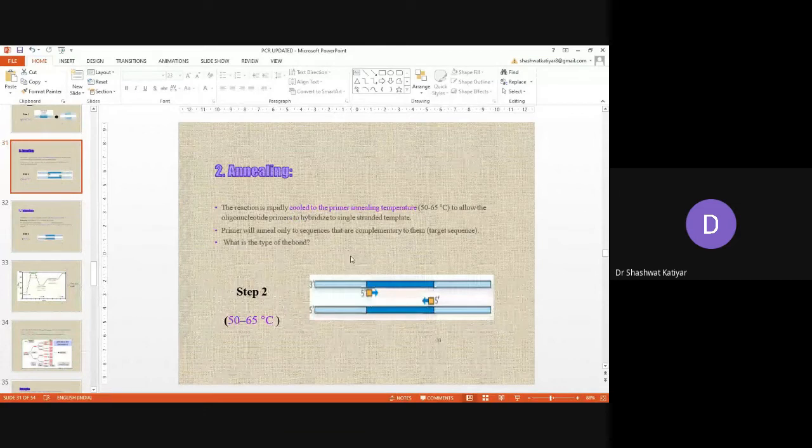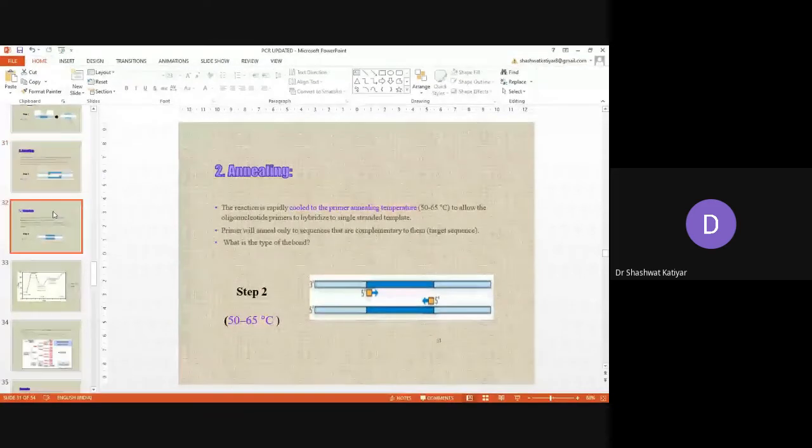Second is the annealing of the primer. The reaction is rapidly cooled to the primer annealing temperature, 50 to 65 degrees Celsius, which allows the oligonucleotide primer to hybridize to a single-stranded template. On average the annealing temperature is 54 degrees Celsius, and at that temperature the primer will anneal only to the sequence that is completely complementary on the target sequence, and the bond will be formed. So between the primer and the template strand, hydrogen bonds will form, and that will let the chain extend. This is step 2, with the temperature between 50 and 65 degrees Celsius, where the primer will anneal. This one is a forward primer, and this one is a reverse primer. So there are two primers which can extend the DNA chain accordingly.